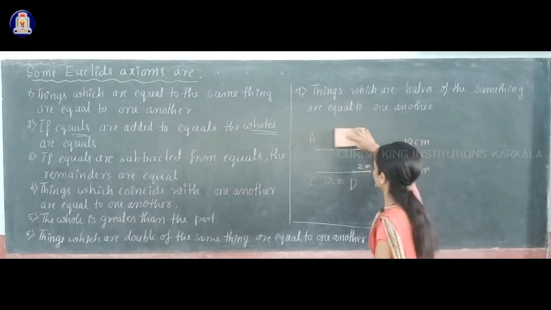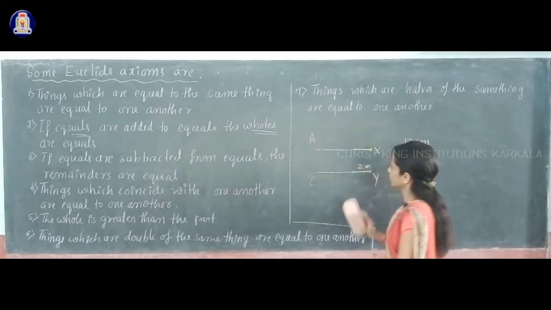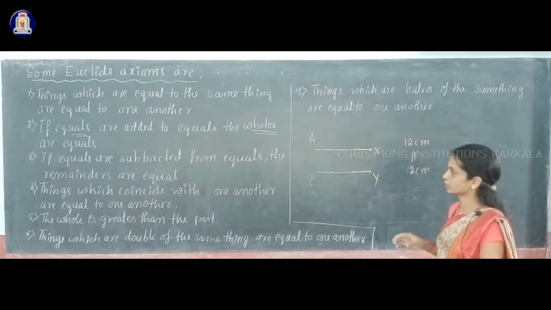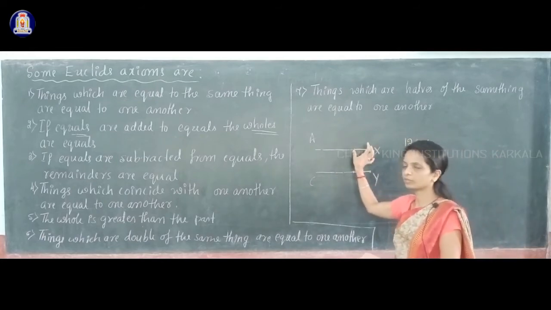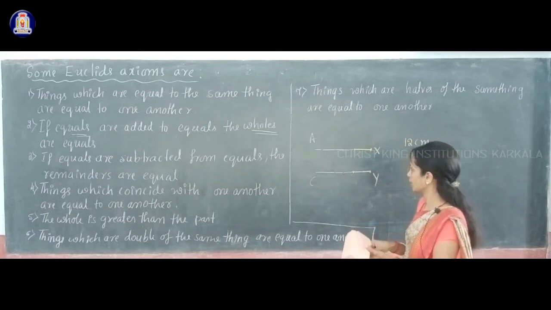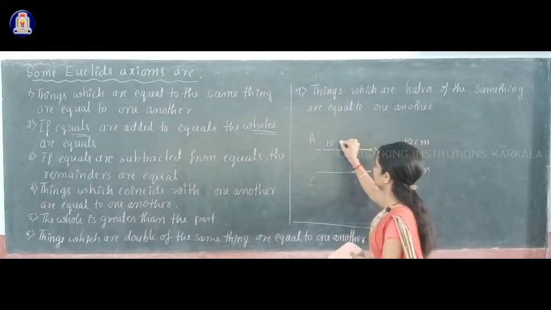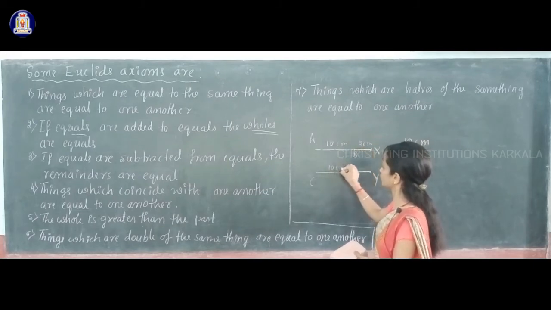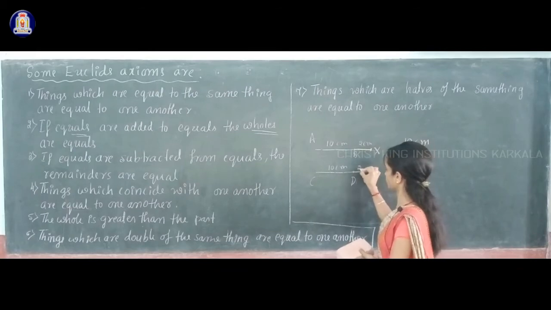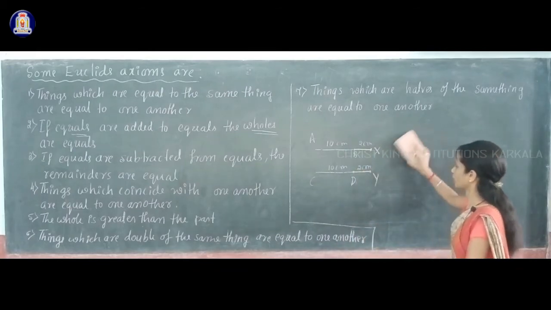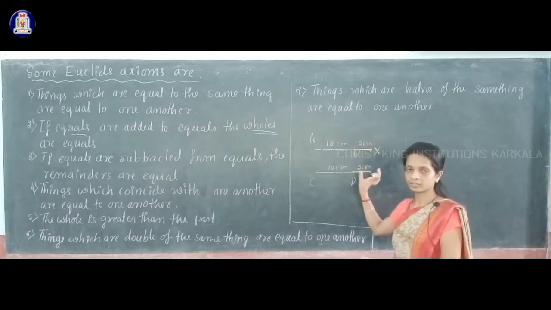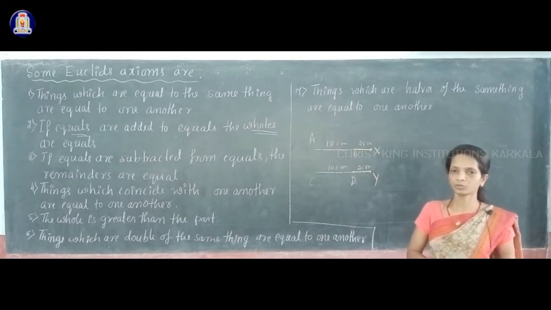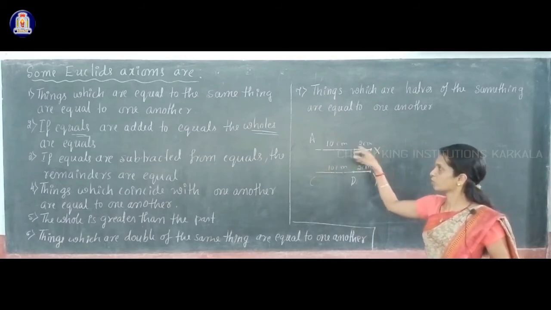Now you take AX. AX is of length how much? Just now we saw that AX is of length 12 centimeter. This much is 10, and for that we added 2 centimeter. So the whole line segment is of length what? This is 10 centimeter, and this is 2 centimeter. And here 10 centimeter, this one CD, and DY is of length 2 centimeter. Now what you have to do is subtract equals from equals. Then the remainders are equal, that you have to show. Now the whole line segment is of length 12 centimeter.